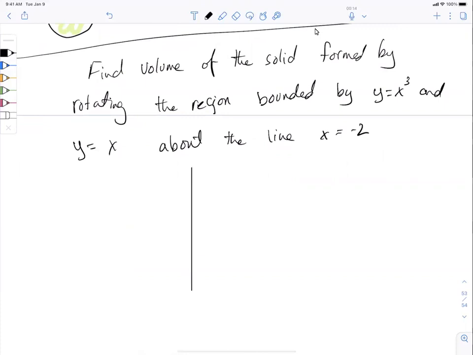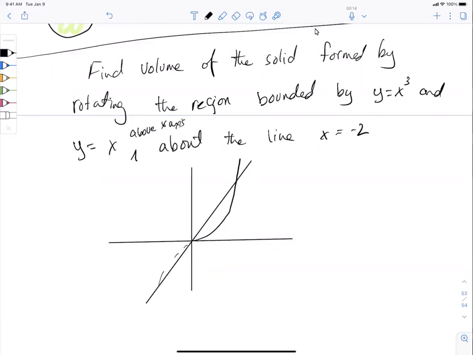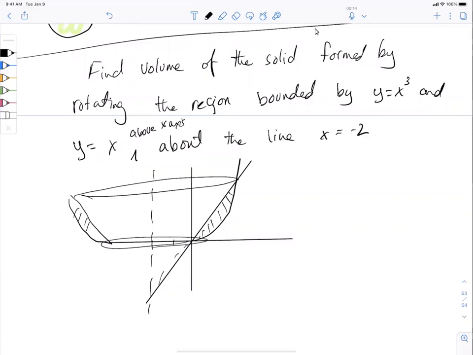So if I look at the graph, the curve x cubed is like this. It does have this part, but I don't care about that portion of it. Let's just say above the x-axis, because yeah, the negative part also would be there, but I don't want to play with that. And then this is the y equal to x line. This would be the region. I'm rotating about the line x equal to -2. So I'm going to get something like this here. Something like that.